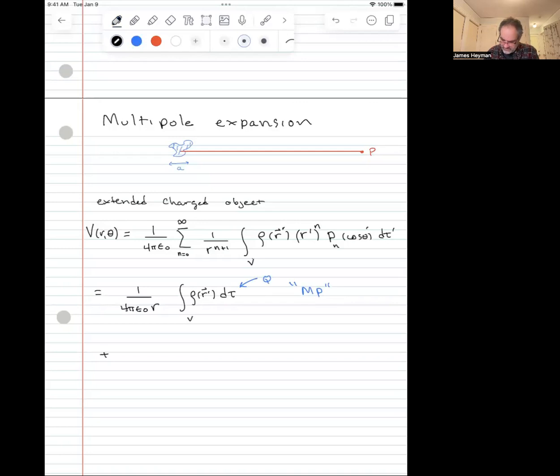The next term in the series looks like this. 1 over 4 pi epsilon naught r squared times the integral over volume of r prime times the charge density, okay, times cosine theta prime d tau. This term is called the dipole term, or the dipole potential.